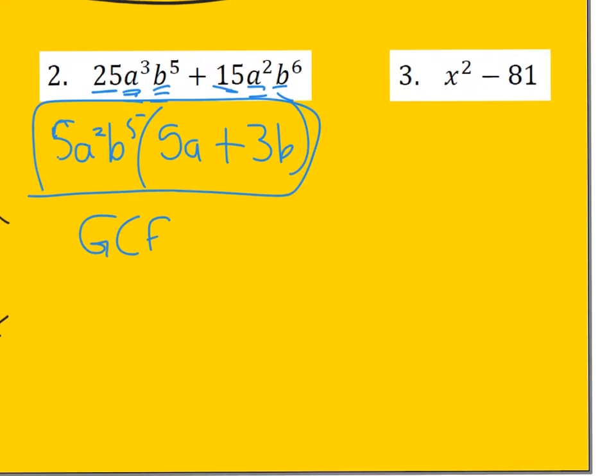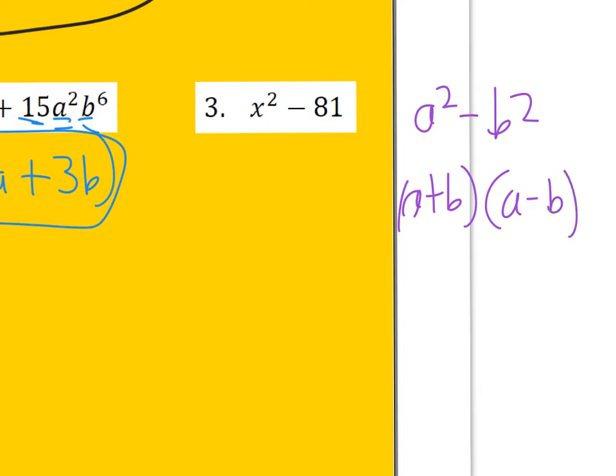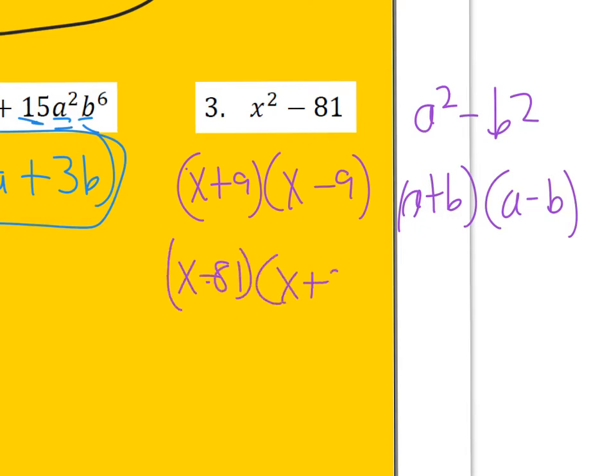What can I pull out of there? This is actually called a difference of two squares. The short answer for a difference of two things squared is that it's just a plus b, a minus b. So x squared minus 81, that's going to be x plus 9 times x minus 9. A lot of people like to tell me it's x minus 81 and x plus 81. That's a very popular wrong answer. It's got to be what multiplies to get 9 back.